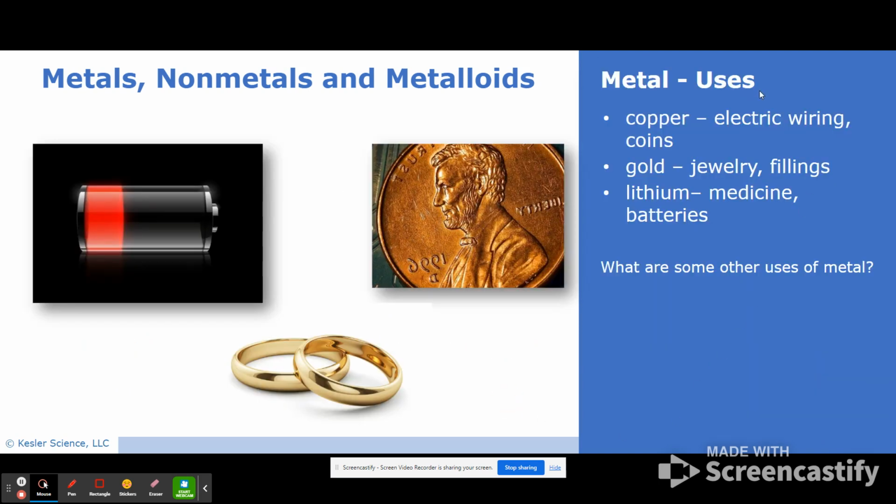All right, some uses of metals. Copper is used in electrical wiring. It's also used in coins. Gold is used in jewelry. It can also be used in teeth fillings. Lithium is used in medicine and in batteries.